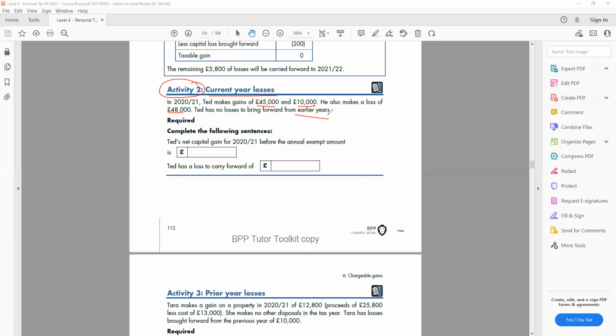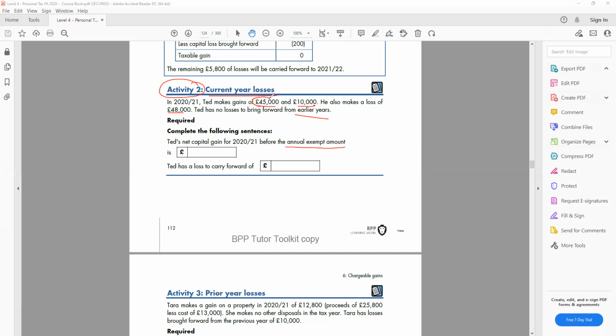So from the last year, he doesn't have any loss to bring. Any loss he has from the last year, he can still carry forward, but he doesn't have any. Complete the following sentence: Ted's net capital gain. How much is the capital gain before the annual exemption? So let's see how much was the total gain.